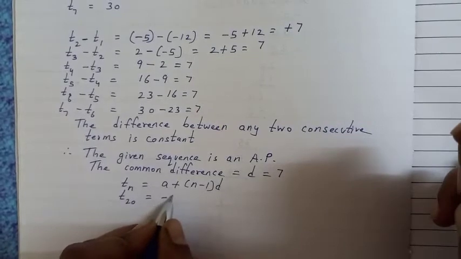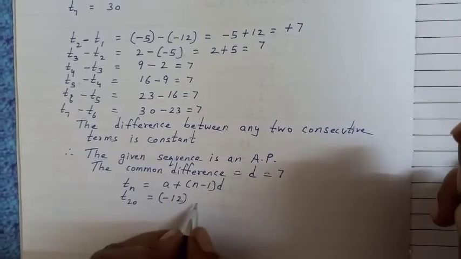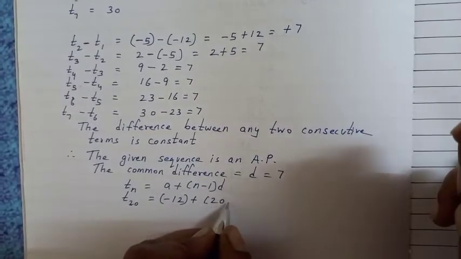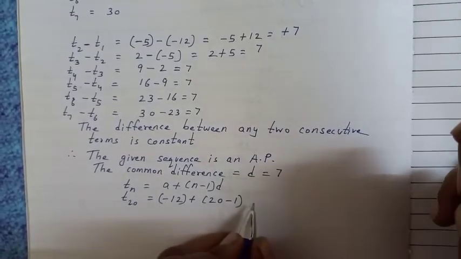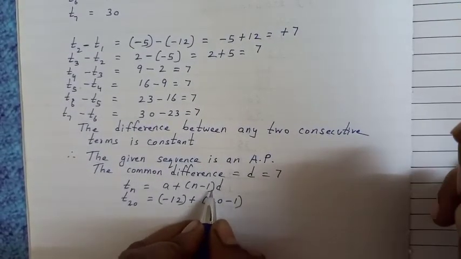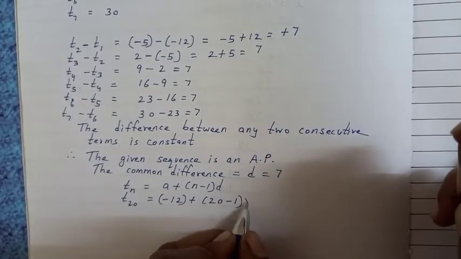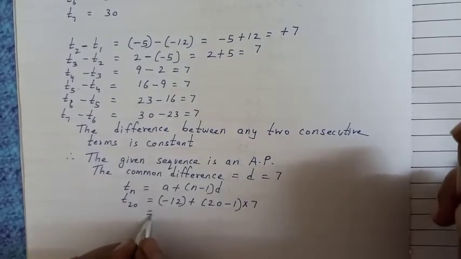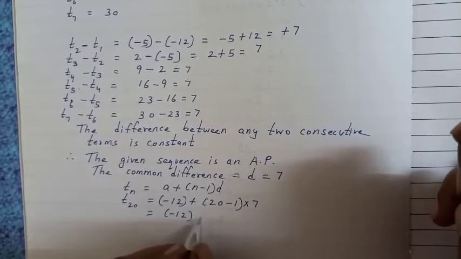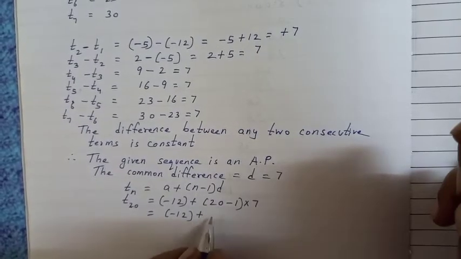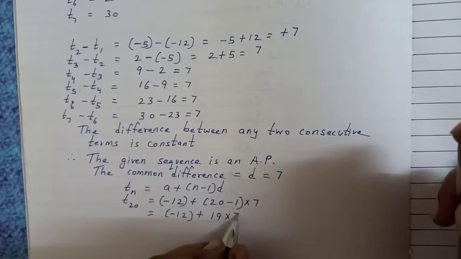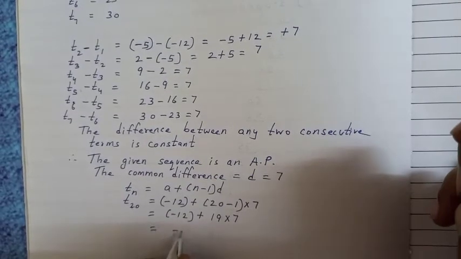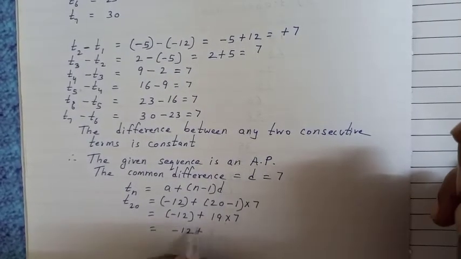So write it down: A is minus 12, negative, put it in bracket, plus, what is your n? 20. 20 minus 1. And D you have got as 7. So n minus 1 into D, that will be into 7. Which is equal to minus 12 plus 20 minus 1, 19, 19 into 7.